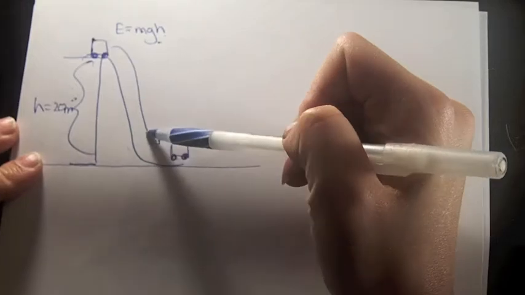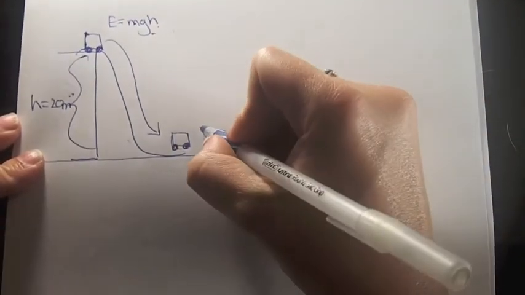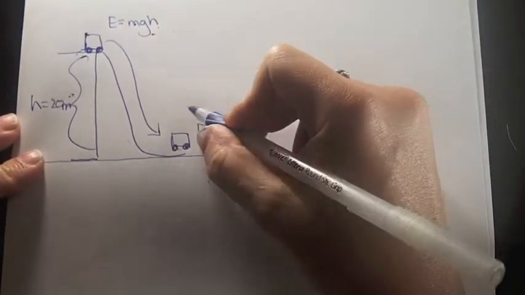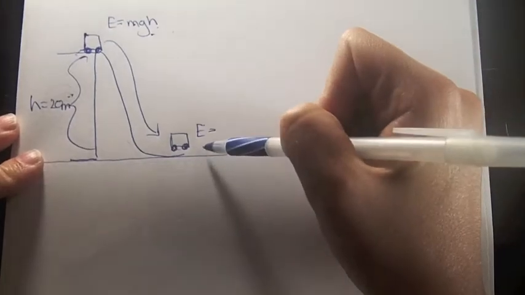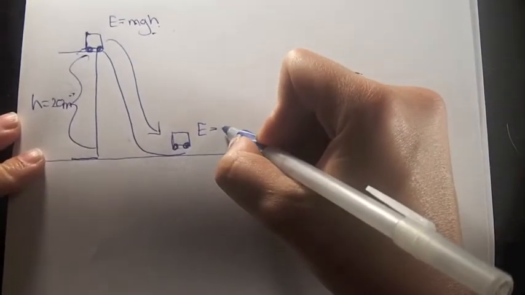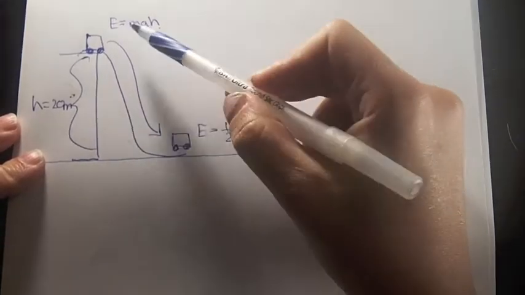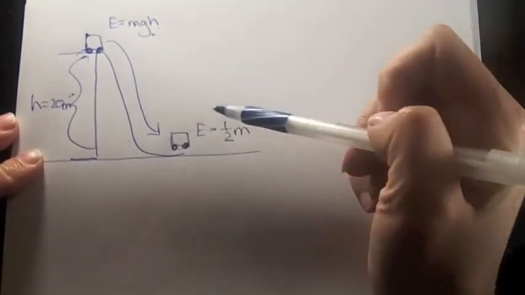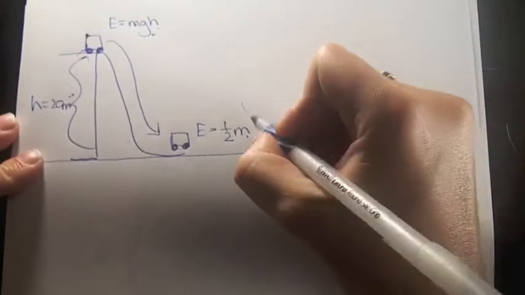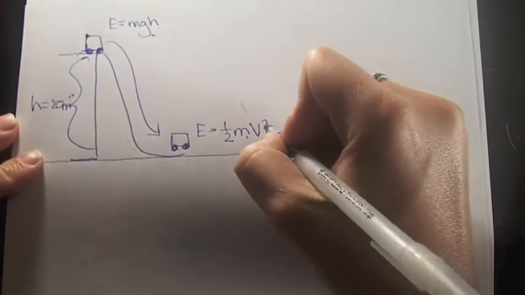Then it's going to roll down to the bottom of the hill, and by the time it reaches the bottom, its energy will be completely converted into kinetic energy, so energy of motion, and that equation is 1/2 mass. So the same m that you used up here for the mass of the car is the m you use down here, and then velocity squared, and that will be the velocity of the car.